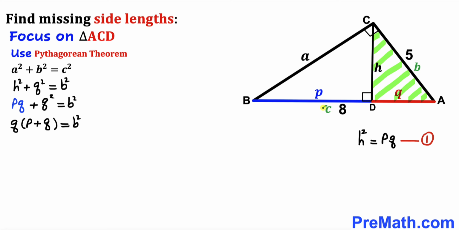So therefore this lowercase c is going to be equal to the sum of this p and q. In other words, I can write p plus q equal to c. So therefore I can replace this p plus q by lowercase c over here. So therefore we can write q times c equal to b square. And if we put it the other way around, we can write b square equal to q times c. Let me label this our equation number 2.